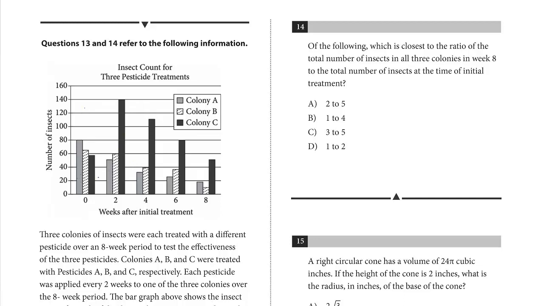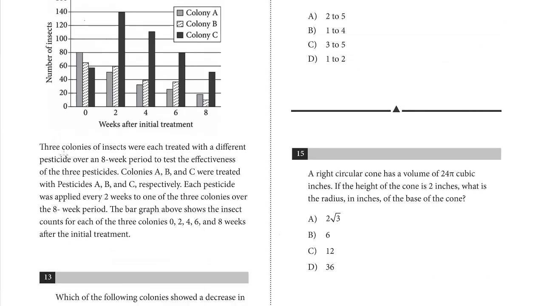All right, so let's take a look at the graph. We have this histogram, these bar charts, and we've got different colonies, A, B, and C. On the y-axis, number of insects. On the x-axis, weeks after initial treatment. Let's just read. Three colonies of insects were each treated with a different pesticide over an 8-week period to test the effectiveness of the 3 pesticides. Colonies A, B, and C were treated with pesticides A, B, and C respectively. Each pesticide was applied every 2 weeks to one of the 3 colonies over an 8-week period. The bar graph above shows the insect counts for each of the 3 colonies, 0, 2, 4, 6, and 8 weeks after the initial treatment.